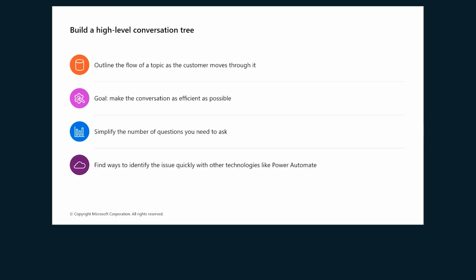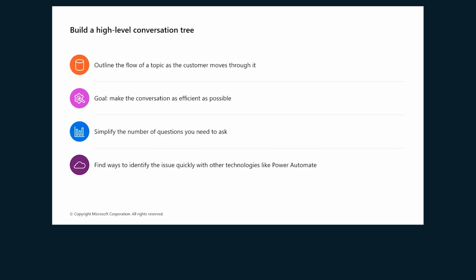Let's talk about building a high-level conversation tree. When outlining the flow of a topic, your goal is to make the conversation as efficient and as intuitive as possible. Think of it as mapping the customer journey step by step through the topic. Start by simplifying the number of questions you need to ask. The fewer steps it takes to reach a resolution, the better the experience for the user.